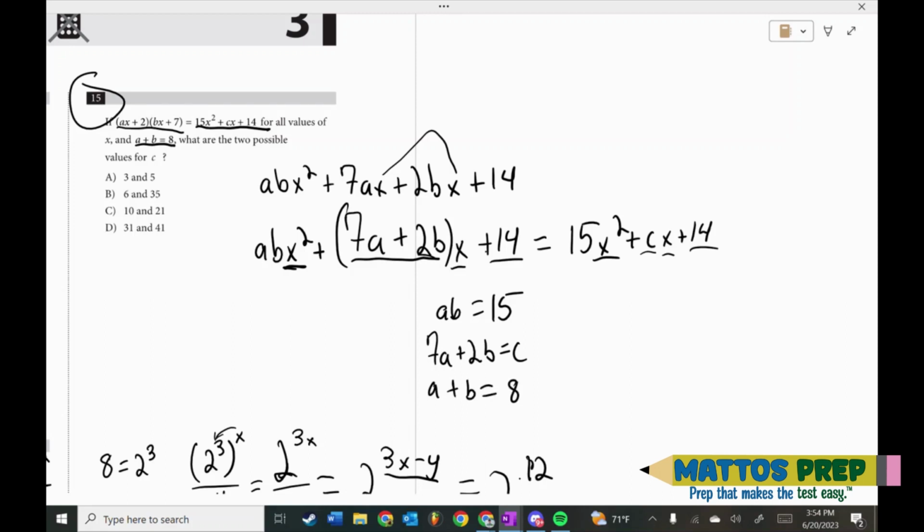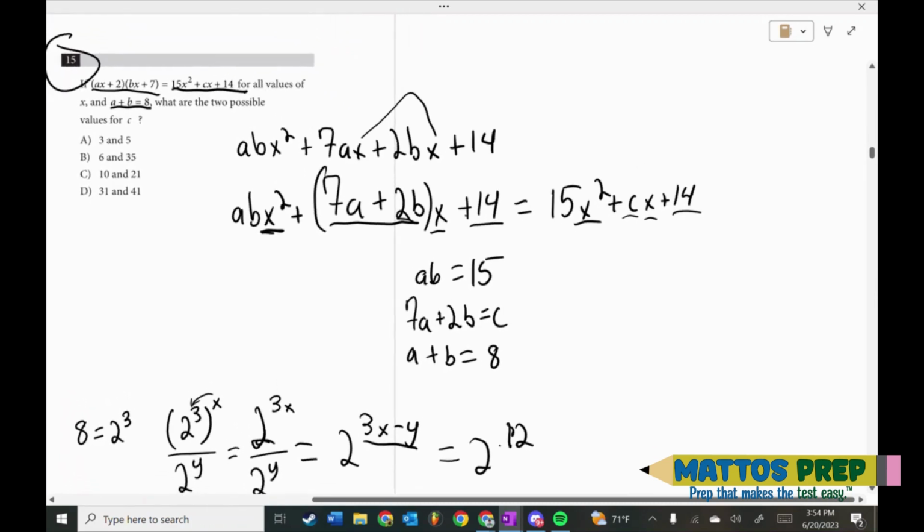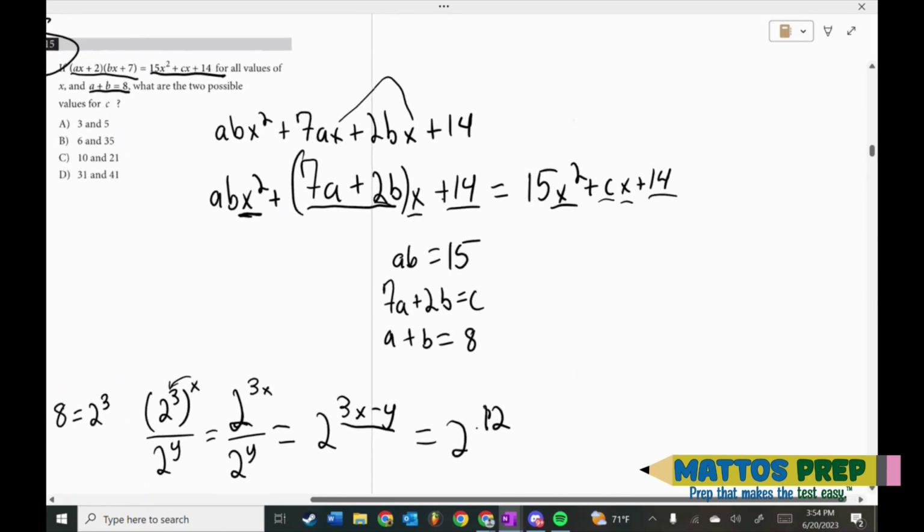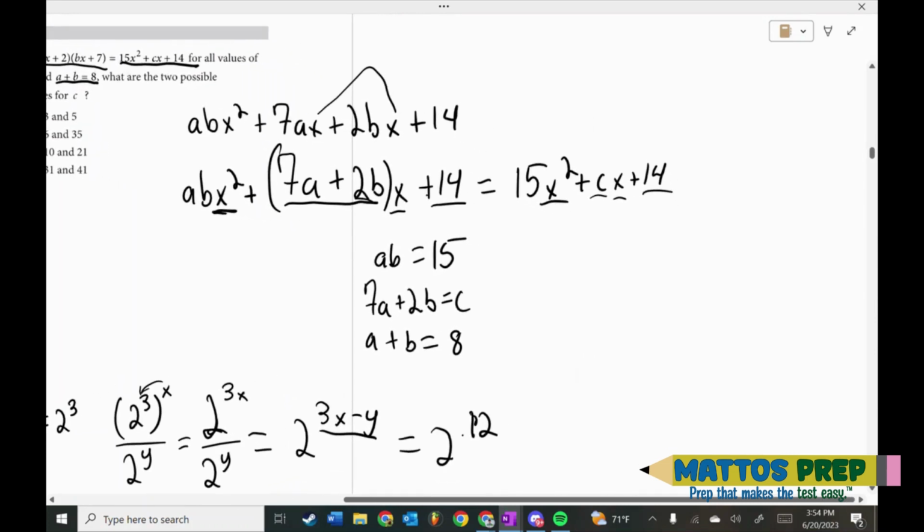So the next step, at least for me, because I found this a little bit easier to see, thinking about it this way: what two numbers add up to 8 and when they're multiplied equal 15? 3 and 5, perfect. We'll go ahead and say that. It's very important to also notice that a could equal 3 and b could equal 5, or you could flip it around and say a is equal to 5 and b is equal to 3. So we're going to make two scenarios.